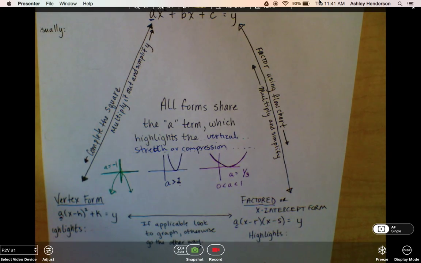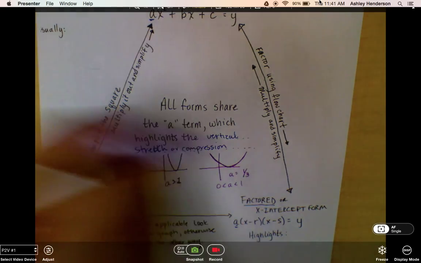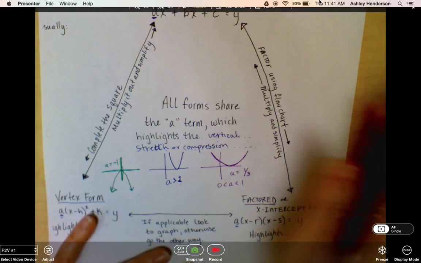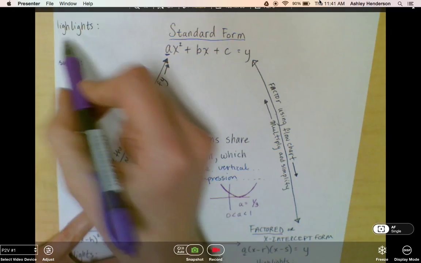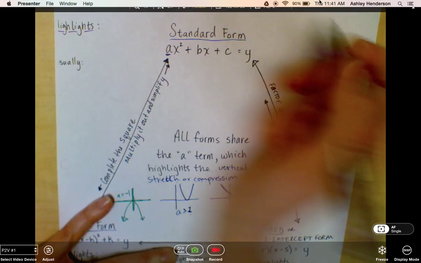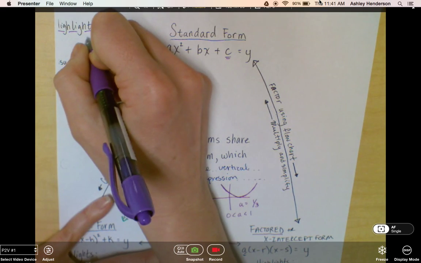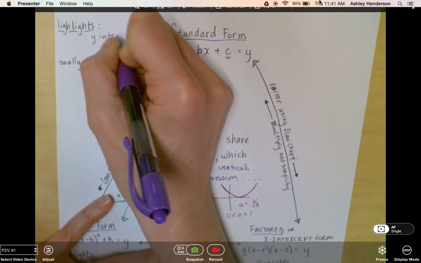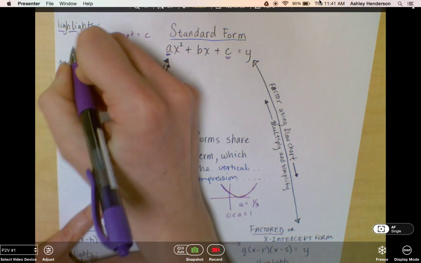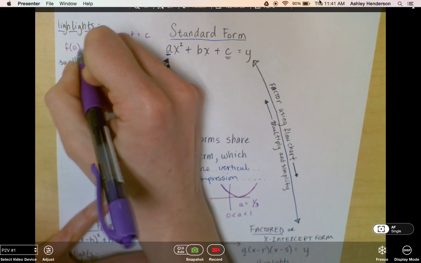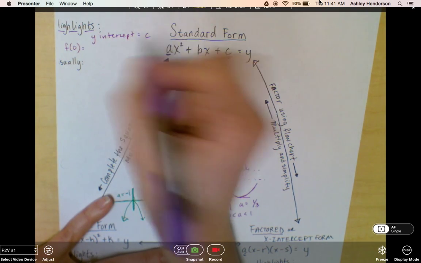Okay, let's go through the three forms. So standard form, it's not really good for anything. It highlights like one thing. It highlights the y-intercept, which is C. And the reason that happens is because f of 0 is where the y-intercept is.